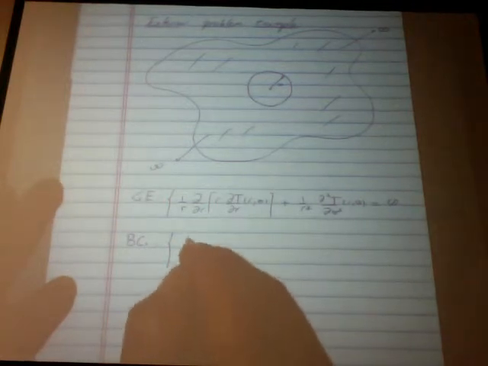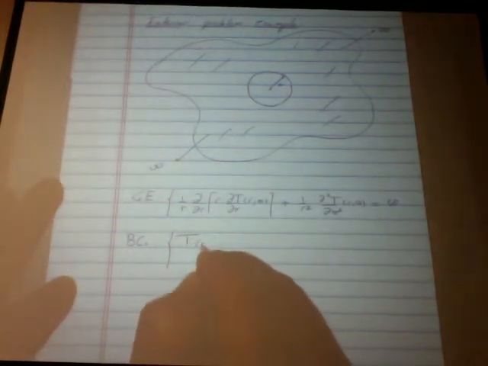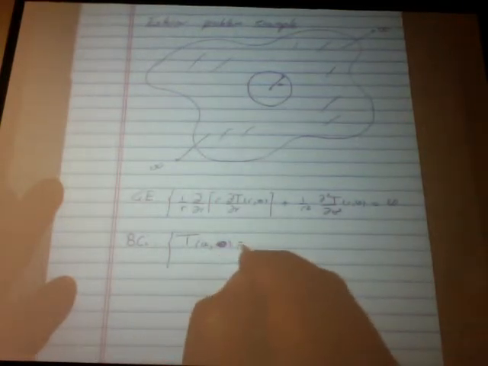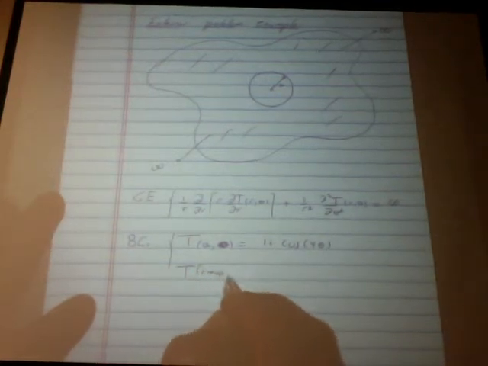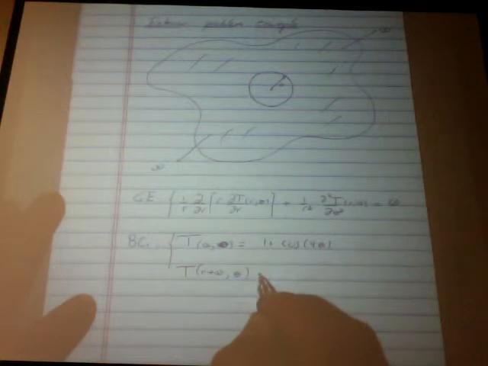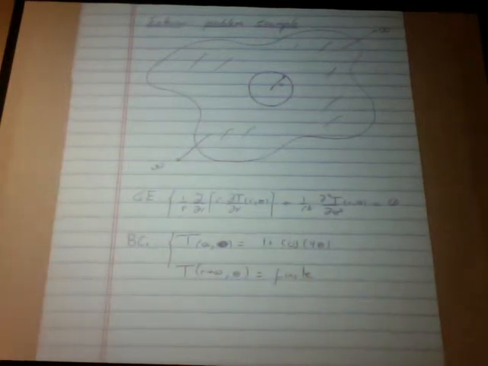let's say that the temperature at a, comma theta, is equal to 1 plus the cosine of 4 theta. It is given, and it's that function. Okay, so it's what we call f hat or T hat. Now we know it. And the other thing we know is that T as r goes to infinity, for any theta, must be finite. However long this is, the temperature cannot go to infinity. It must exist.